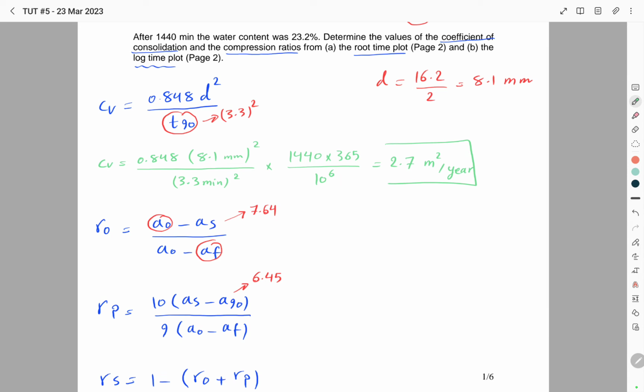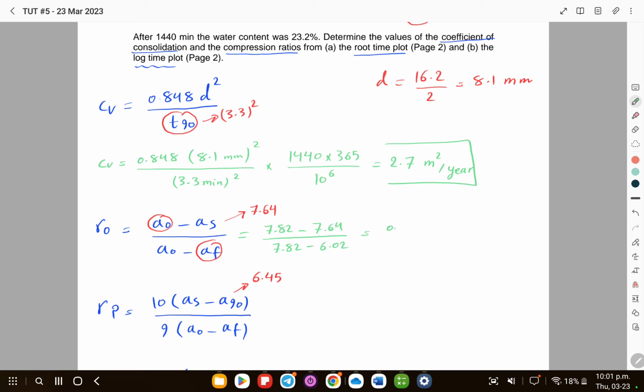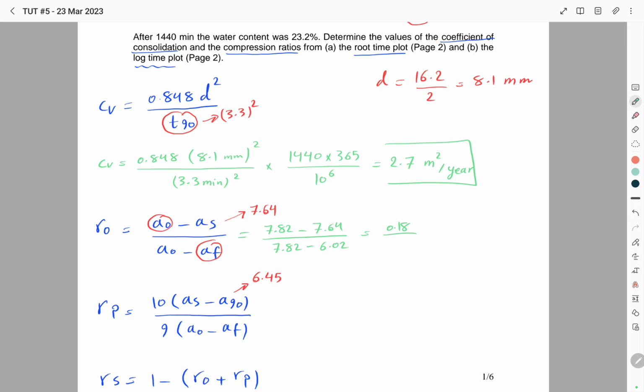So for the compression ratios, we have R0 was equal to 7.82 minus 7.64 divided by 7.82 minus 6.02, and the final value would be 0.1.